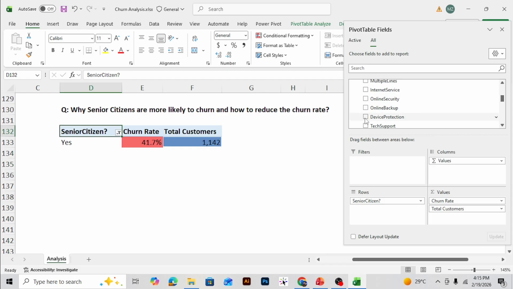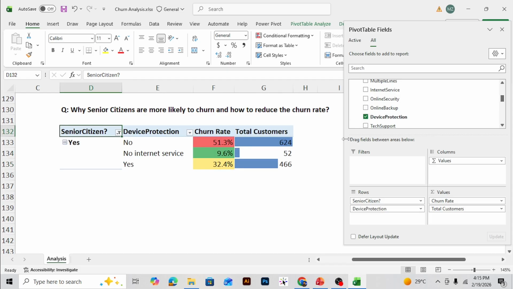Now let's remove the online backup and bring back the device protection, and a quite similar pattern appears here also. Those who are not using device protection, 624 customers in total, have a churn rate of 51%. That means almost half of our senior citizens without any device protection have already left. Whereas those who have device protection, 466 customers in total, have a churn rate of 32%, which is quite low compared to those who do not have device protection. So we can provide the device protection service to our existing customers.